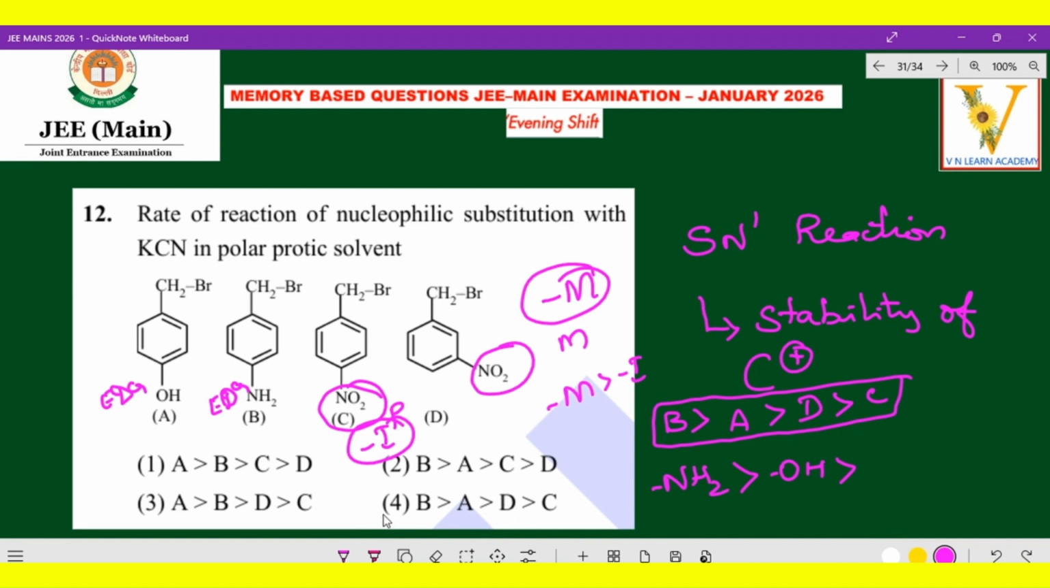BACD. Okay, option D, that is option 4, is the correct option. So here what you can bring is that the meta position of NO2 is greater than the para position of NO2. Hope you got that idea. So option 4 is the correct option.